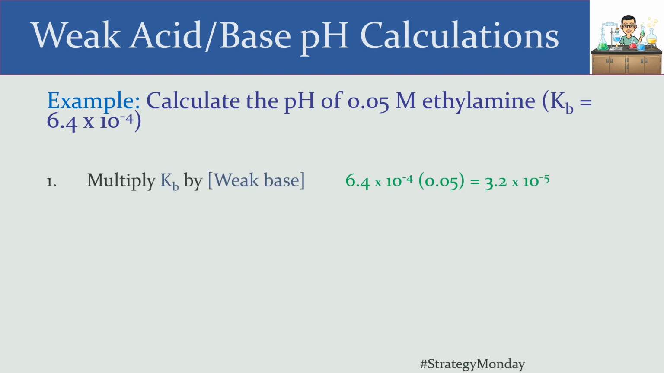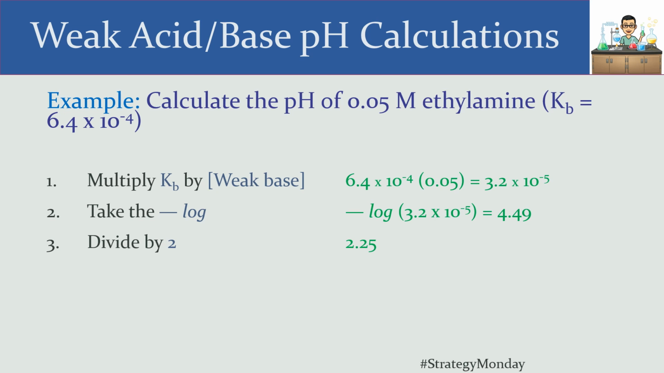So the first step isn't Ka times the weak acid. In this case, it would be Kb times the weak base. And so I'm going to take those two numbers that I'm given, 6.4 times 10 to the negative 4, and multiply that by 0.05, and what I get in the end is 3.2 times 10 to the negative 5. And then I'm going to take the negative log. When I do take the negative log, I'm going to end up with a number that's close to 4.5. When I take half of that number, I'm going to get 2.25.